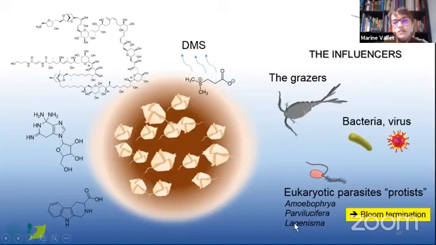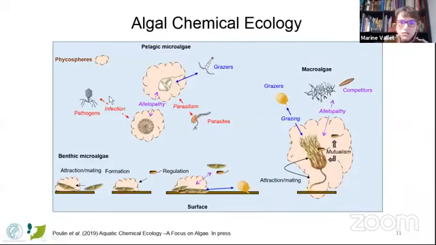And if we look at this picture another way, we have here a depiction of the common interactions we're studying in algal chemical ecology. So we have allelopathy, which is the interaction between two algae competing for resources or nutrients. They could produce a compound to kill each other, for example. We have pathogens like viruses or parasites, which can infect and kill cells. We have grazers, which are feeding on these cells. And of course, we have biofilm formation.